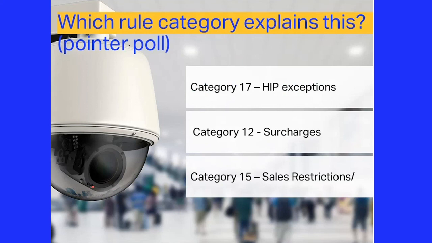Take your pointers and point somewhere where the correct answer is. In which category of the fare rule it is explained whether we can issue this document on fare owner carrier or any other carrier? Great. Category 15, sales restrictions. Thank you very much.